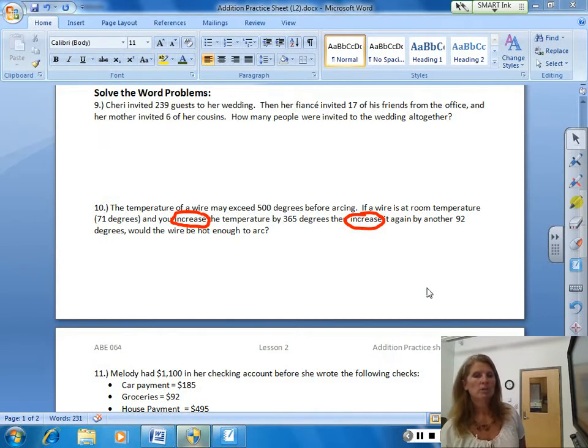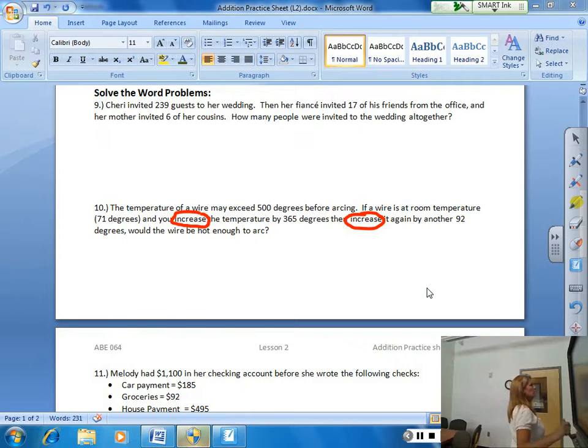What I'm going to do is start with room temperature, which is 71. You increase it by 365. And you increase it again by 92.